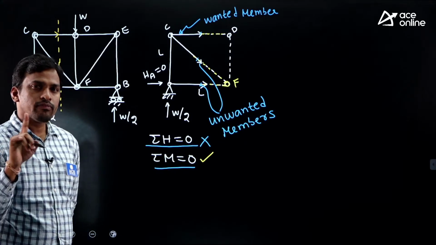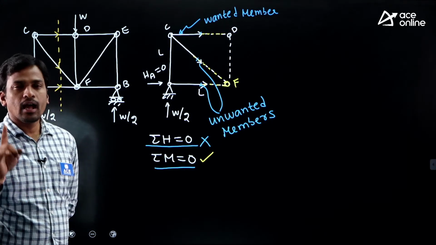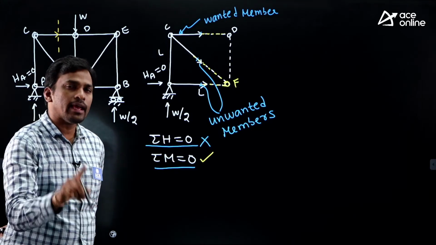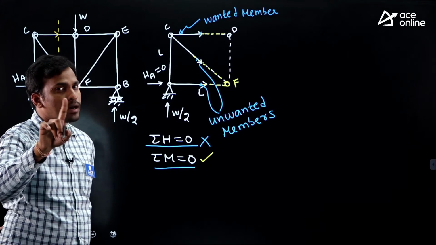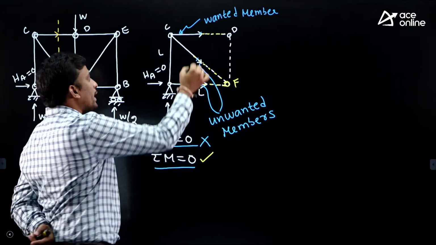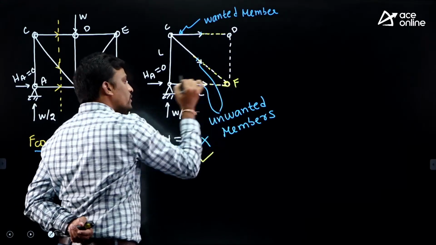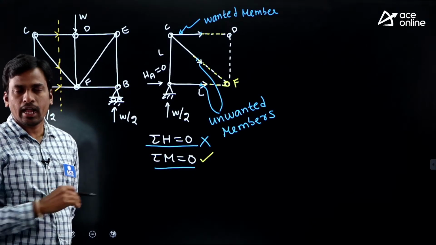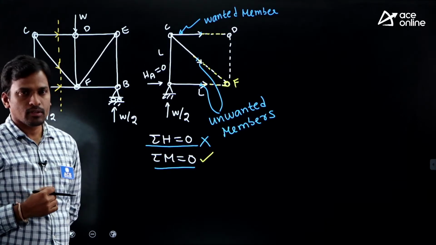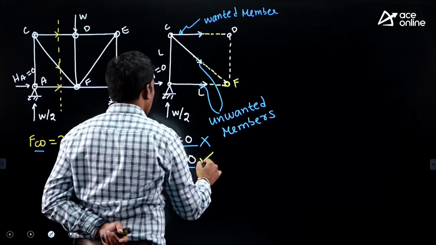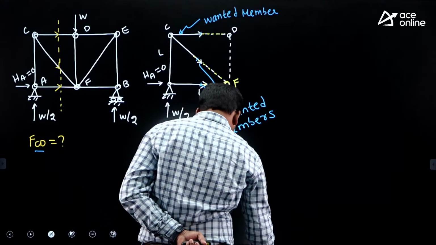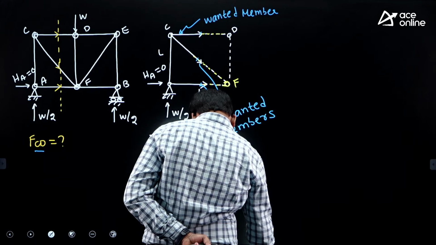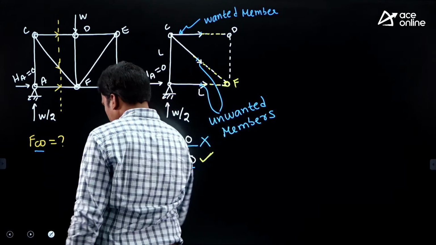Always, for the moment equilibrium equation, all the unwanted members should meet at a single joint. At that joint, the wanted member should not meet. If the wanted member also meets at joint F, then the moment equilibrium equation is also not possible. I'll show one example. Yes, now here sigma M is possible.